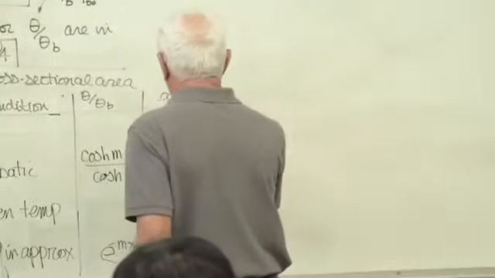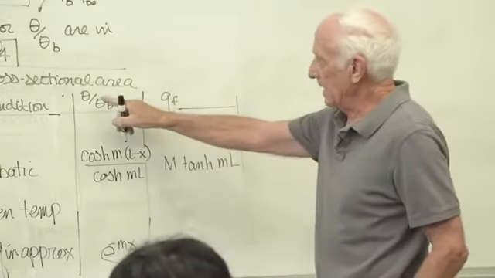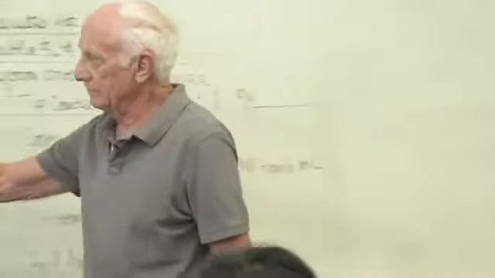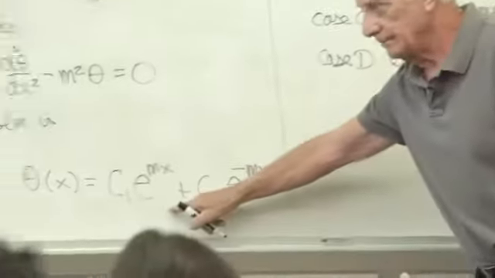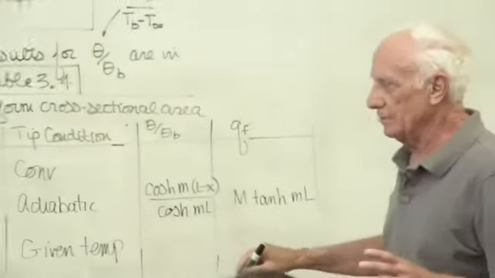Let me say first where theta over theta B came from. It came from solving this equation right here. How did they then get QF? Well, it's the same old story.